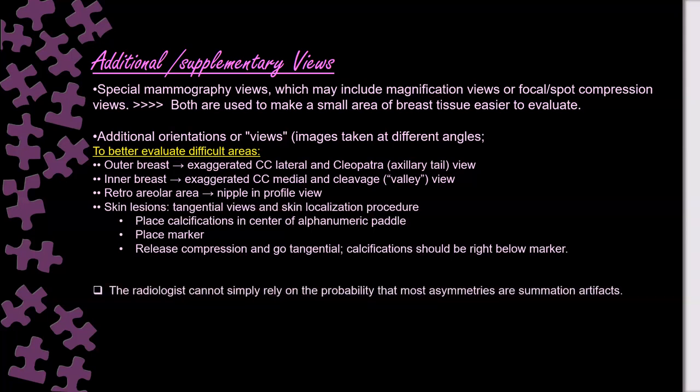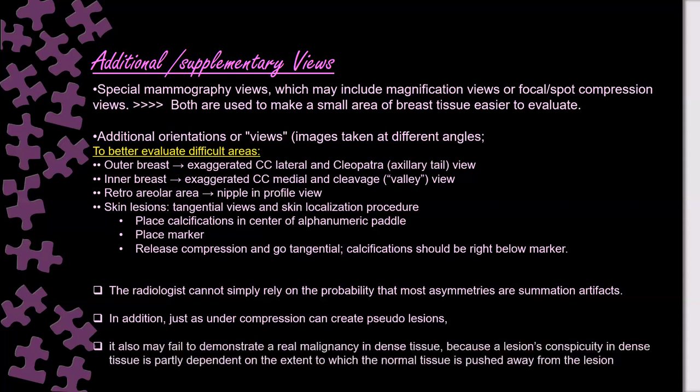The radiologist cannot simply rely on probability that summation of artifacts is usually the cause of an asymmetry. He has to make sure by doing compression or rolling views or these views to make sure this asymmetry is real or just a pseudo lesion. And it also may fail to demonstrate a real malignancy in dense tissue, because the lesion conspicuity in dense tissue partly depends on the extent to which the abnormal tissue is pushed away from the lesions.